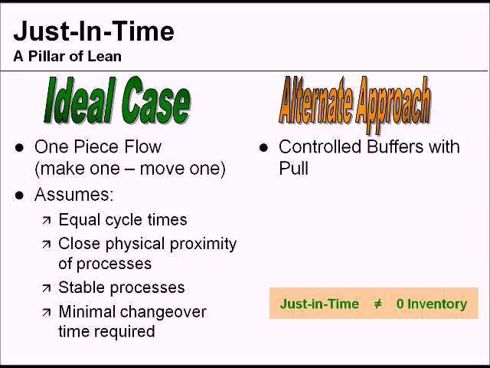Now, everything is not as perfect as this. When you don't have stable processes, you may have to have what are called buffers, but you can still do a pull with just-in-time. You just have these controlled buffers, these controlled amounts of inventory. Just-in-time does not mean that it's zero inventory. It just means that you have the right amount of inventory for your process, so that you're able to keep it consistently flowing.